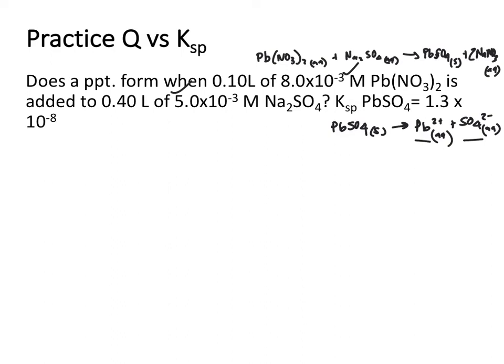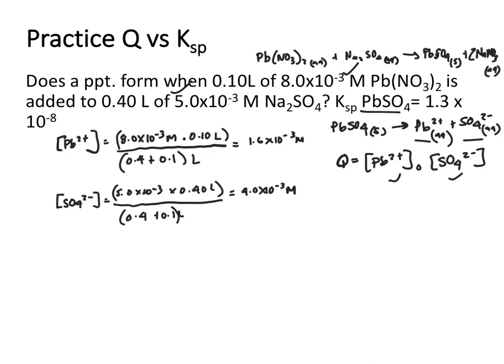So what we're going to do is take our Q, our ion product expression, and solve for our Q value and compare it to the Ksp that they have given us with respect to PbSO4. What I need here, guys, is the initial concentrations of Pb2+ and SO4 2-, and I can calculate that from the data that they provided. So I'm going to do that now.